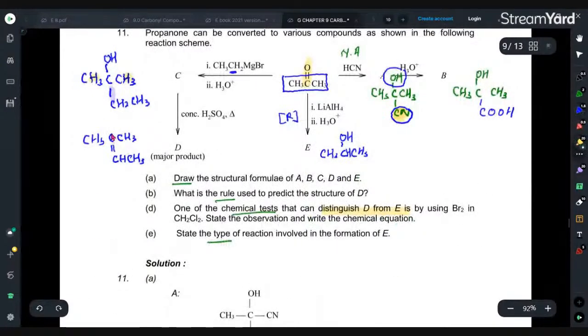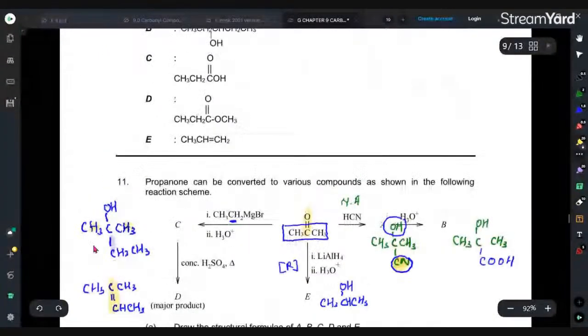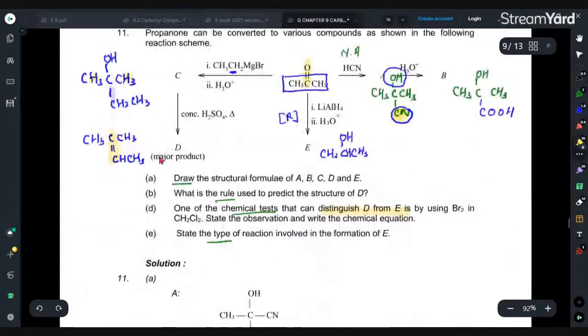Why is this one the major product? Because when you highlight the C double bond C, there are three alkyl groups. If you form the double bond here, there are only two alkyl groups. So that's why the major product is this one.